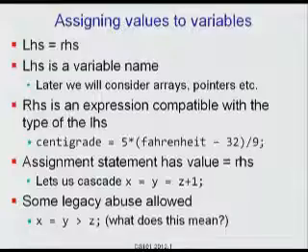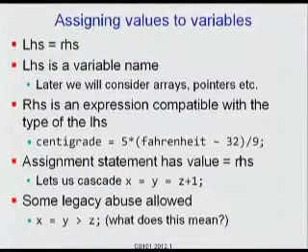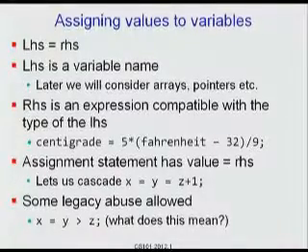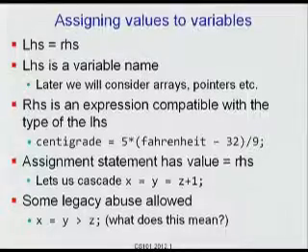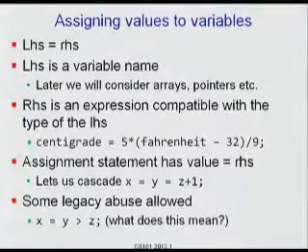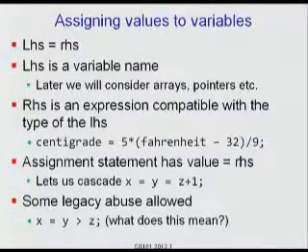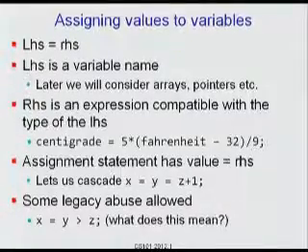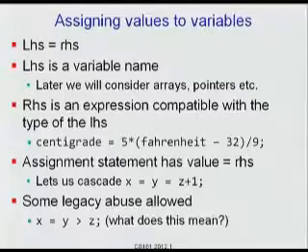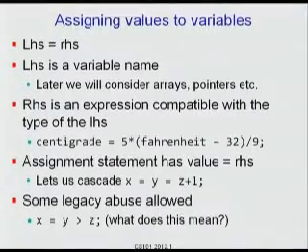Finally, once you compute that expression, you have to assign it to variables, and that's pretty easy. You just say LHS or left hand side equals right hand side, except that the left hand side has to be a variable name. You cannot assign to 5, that doesn't have any meaning. Later on, when we consider arrays and pointers, the left hand side will not be a simple variable name, it can be other things. We'll see that in due course.